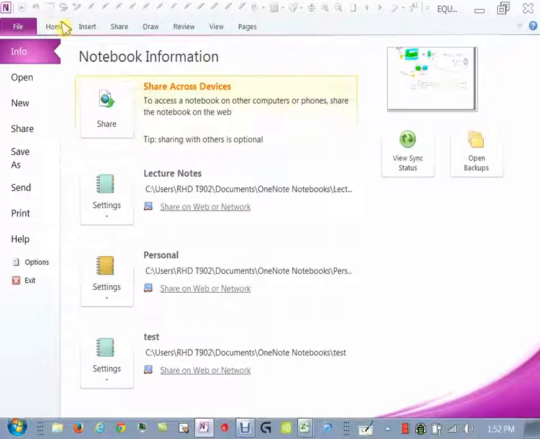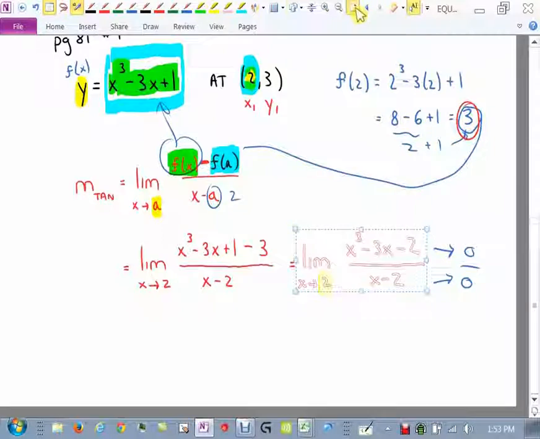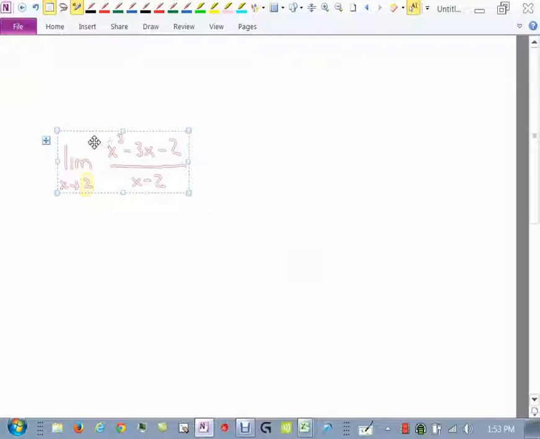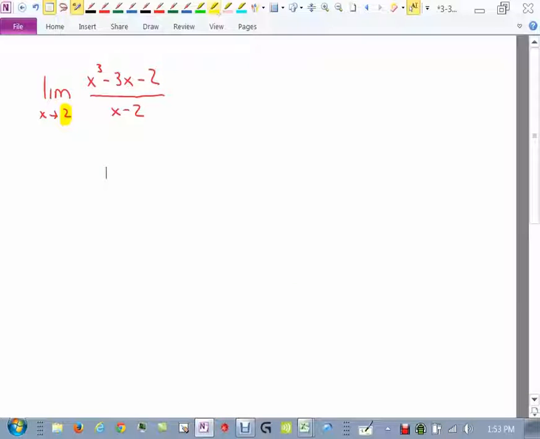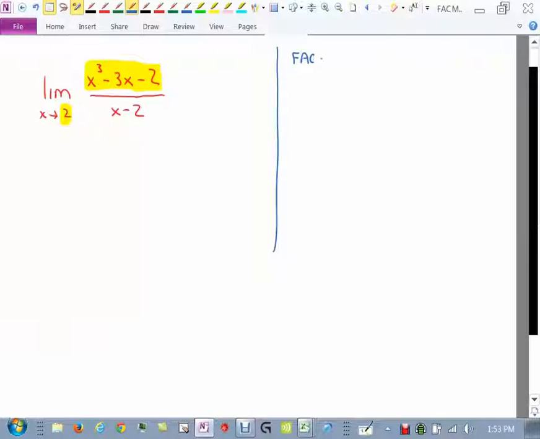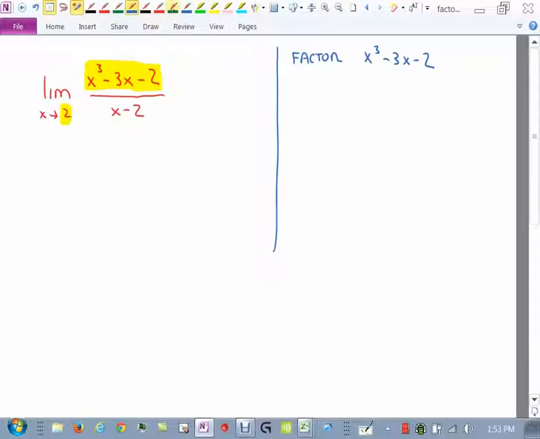Get a new page. All right, so let's take just this numerator for a second. Let's see if you recall from your days in college algebra how you can factor something like x cubed minus 3x minus 2. So in case you have forgotten, we have a way of factoring, and it involves using what's called synthetic division. And if you don't remember how to do this, please look that up and review it.